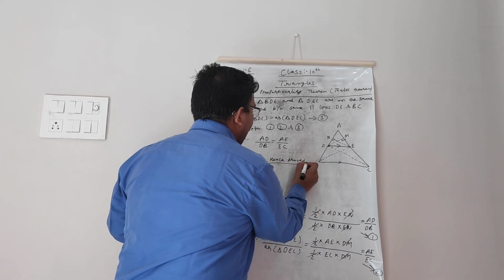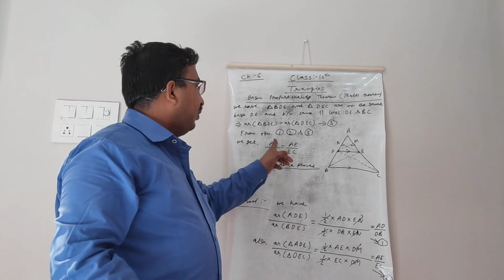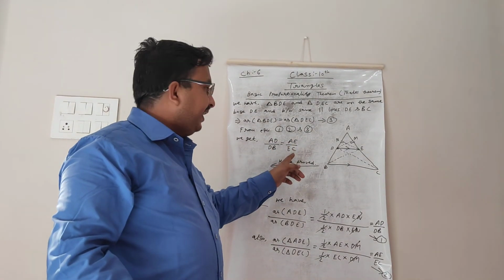This is the proof of the basic proportionality theorem, that the ratio of two sides are equal: AD upon DB is equal to AE upon EC.